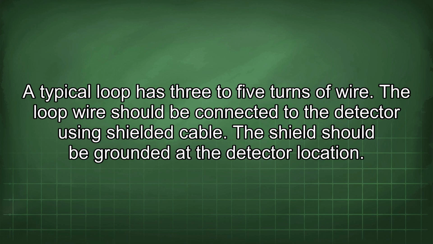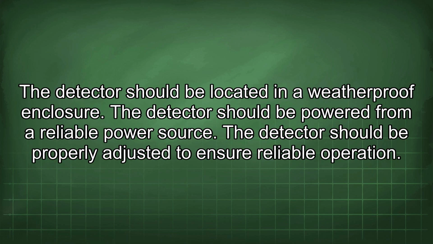The loop wire should be connected to the detector using shielded cable. The shield should be grounded at the detector location. The detector should be located in a weatherproof enclosure. The detector should be powered from a reliable power source. A detector should be properly adjusted to ensure reliable operation.